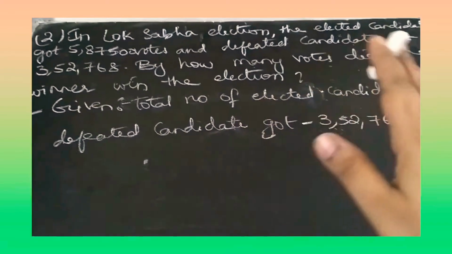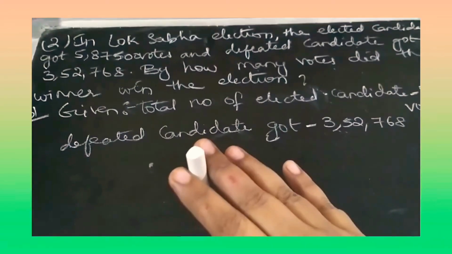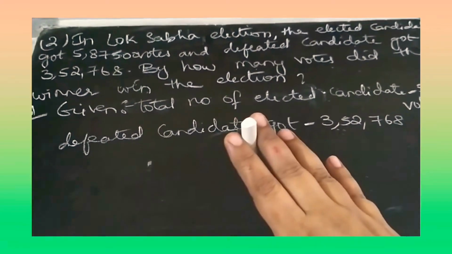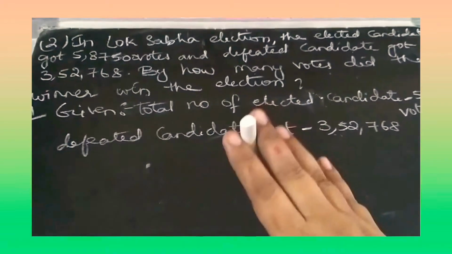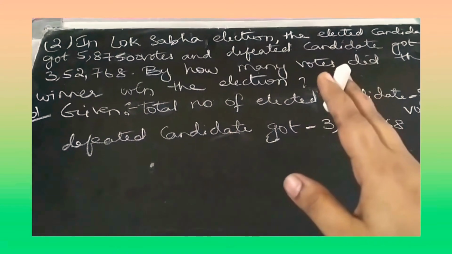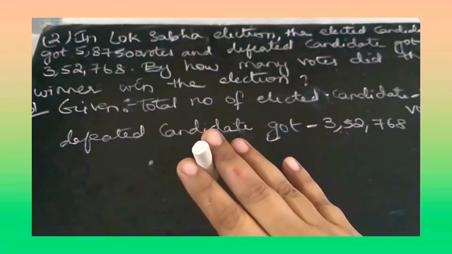5,87,500 votes, and the defeated candidate got 3,52,768 votes. How many votes did the winner win the election? So what we have to do here? We have to find the difference between the elected candidate and the defeated candidate.